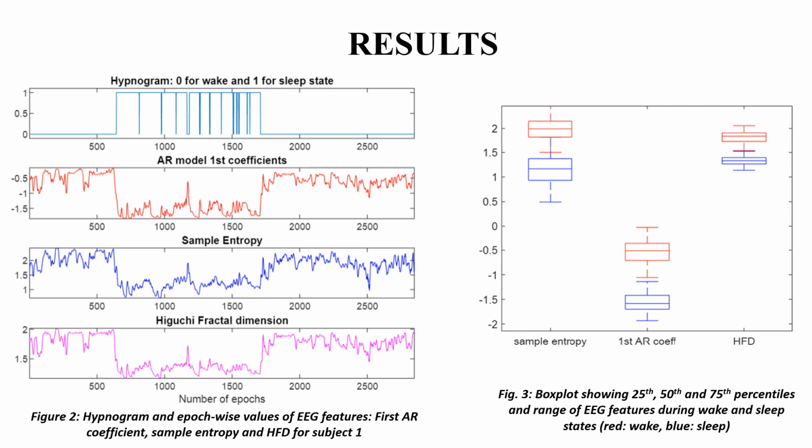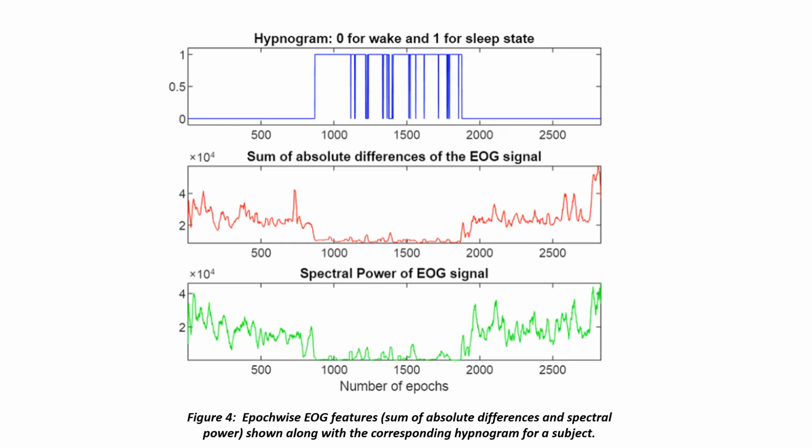So red one is for wake and blue is for the sleep. And we can clearly notice that the first AR coefficient is providing the best classification between these two states, and hence it is the best feature.